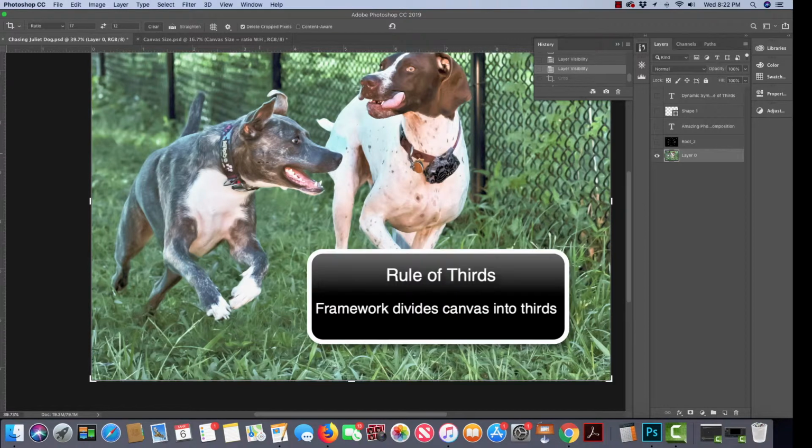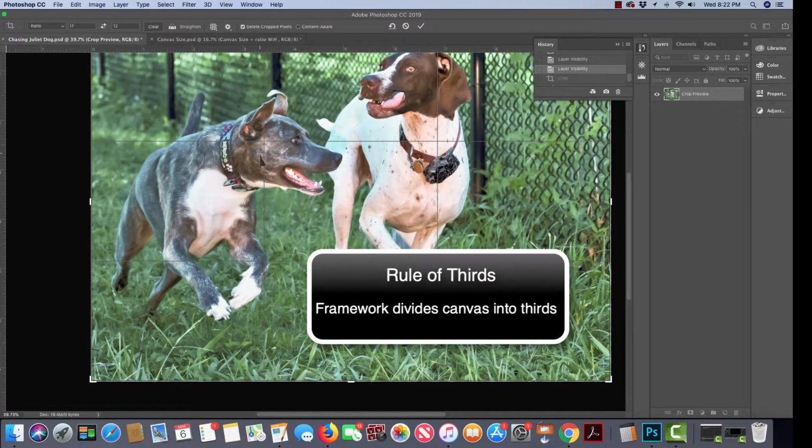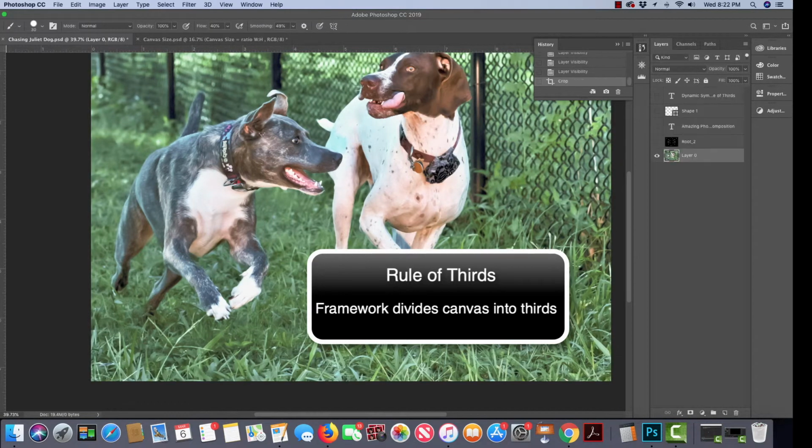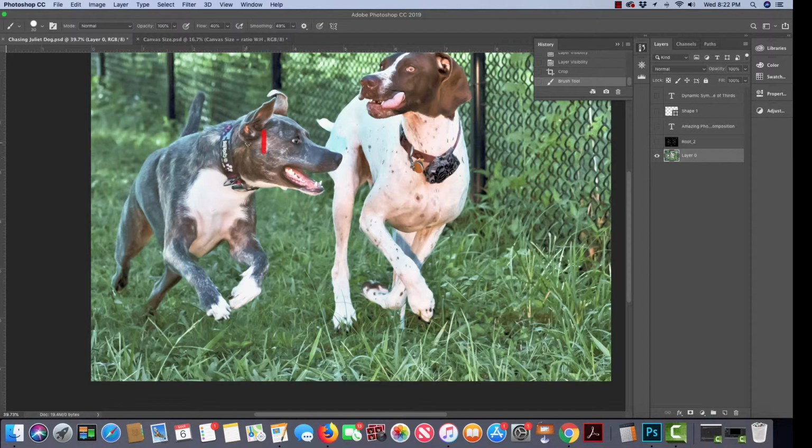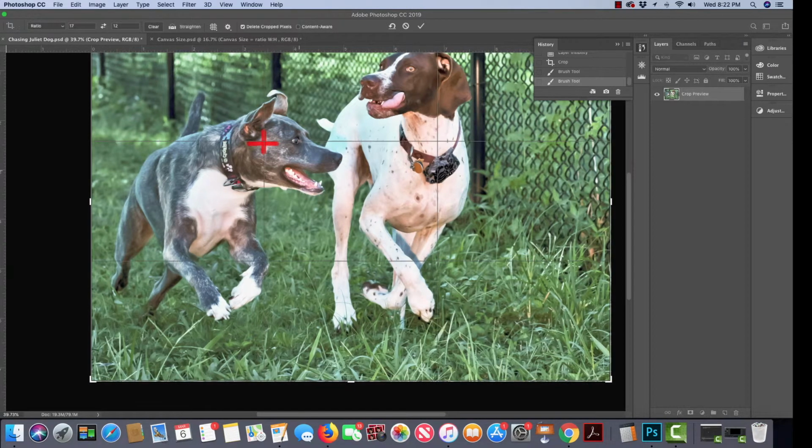Rule of thirds, the framework that divides the canvas into thirds. So we can see that right here is the third, which is the top third and the left third. And looking again at Juliet, Juliet is on this vertical, which is the right third.